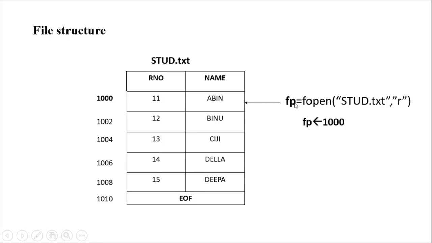Whenever we execute fp = fopen("stud.txt", "r"), the already existing stud file is opened in read mode, and the address of the first record will be assigned to this file pointer. In this case, the address of the first record is 1000. So after executing the fopen function, the address of the first record is assigned to fp. Now fp is pointing to the first record.